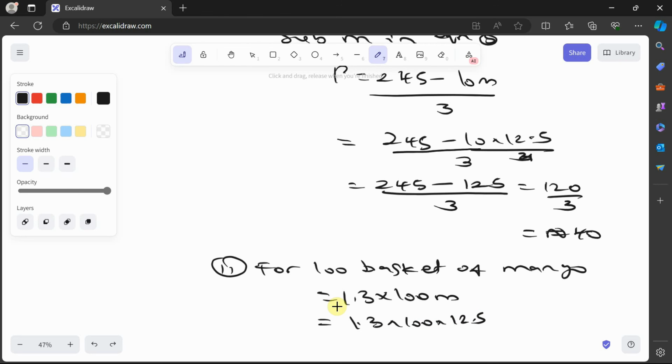This gave me 1,625. If you are not careful, what you do is that you just say 100M and you say 100 times 12.5. No, but you remember when they were selling, they sold at a profit of 30%. So you need to put that into consideration. Be very, very careful about the question.